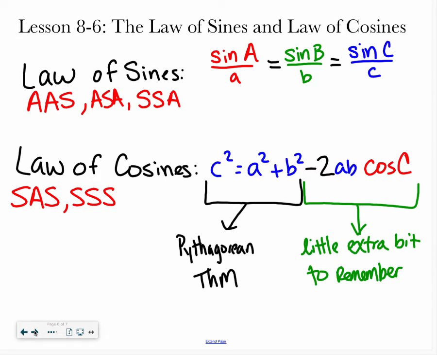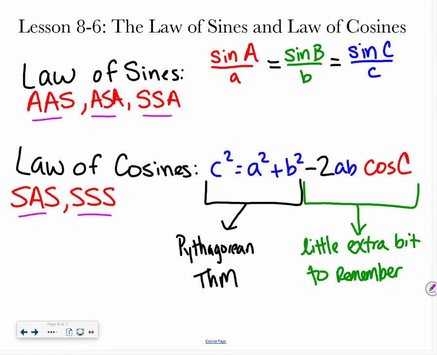Lesson 8.6 is all about our law of sines and law of cosines. So law of sines is used when you have angle, angle, side, or angle, side, side. And remember, that's just ratios. So sine of A over A equals sine of B over B equals sine of C over C. Okay? As far as law of cosines, you use it when you have side, angle, side, or side, side, side.